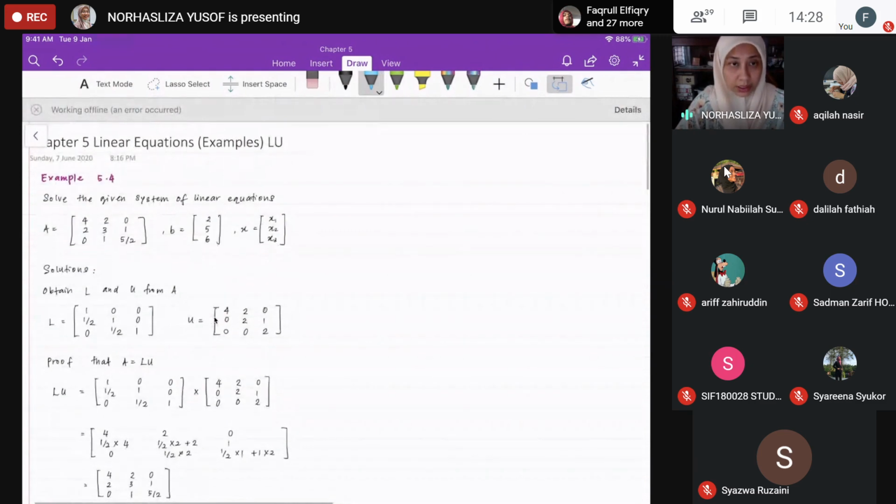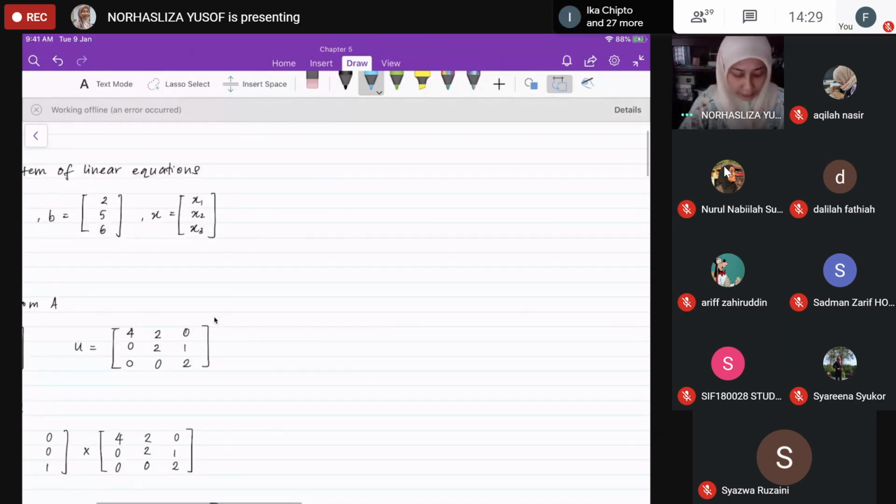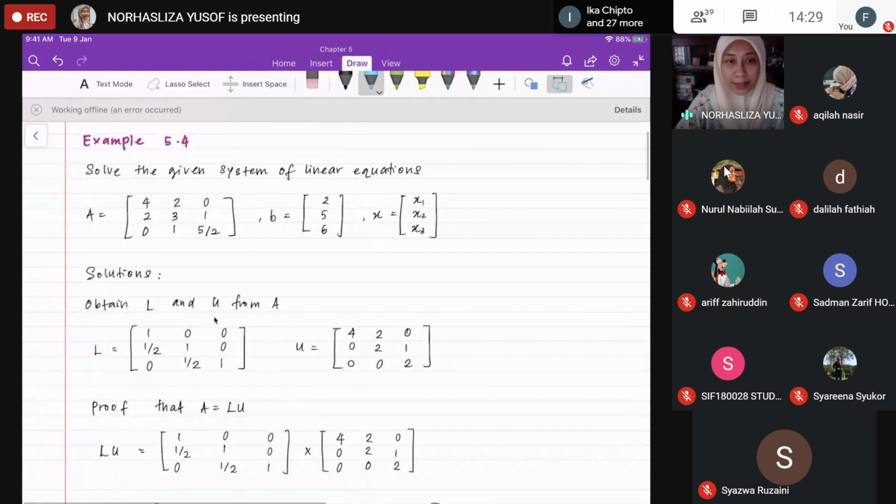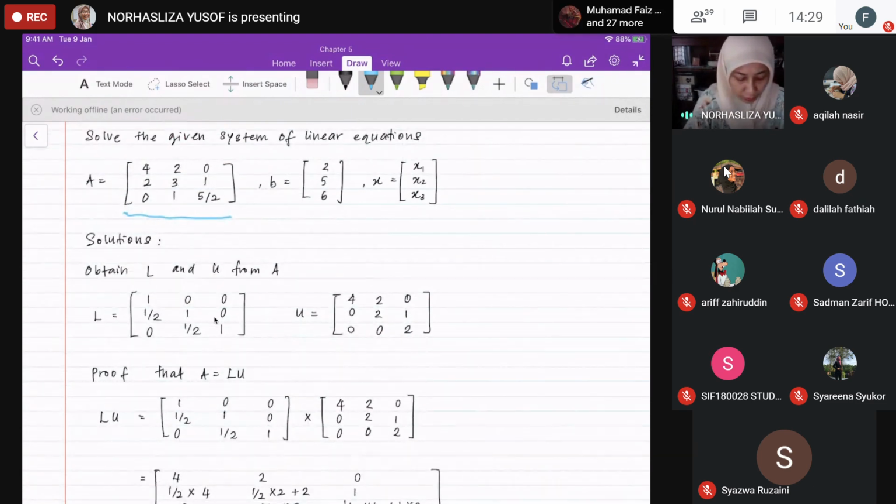So the next one is where we're going to solve for your LU. LU is, you can see that here you are given matrix A, B, and X, right? So this matrix you have to decompose or reduce to become L and U, okay? So you can see here we decompose into L and decompose into U, okay? So the product of L and U, you should get back your A, right?